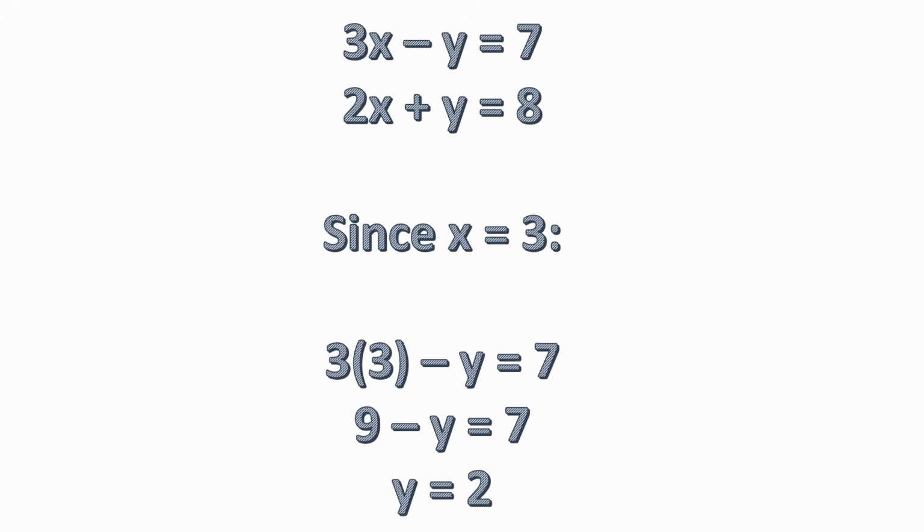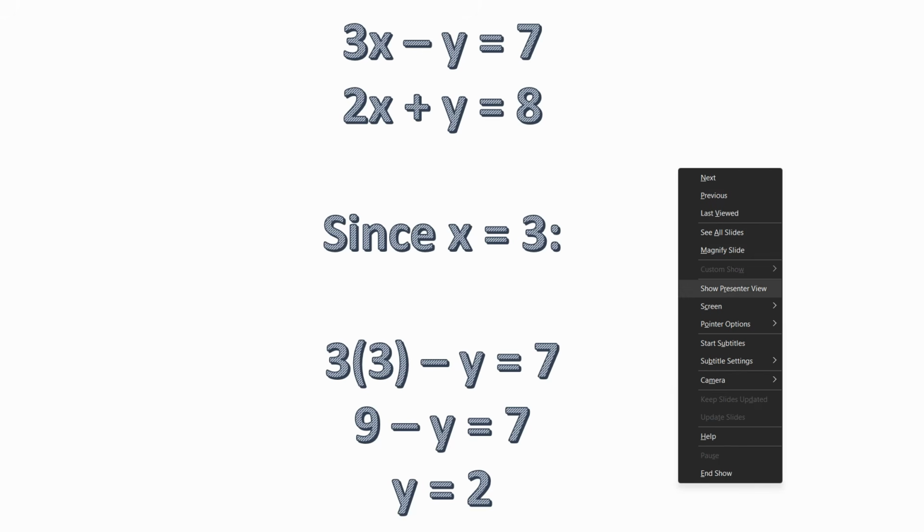So, taking our two equations, since we know that x equals 3, we could substitute x equals 3. Let's just do it in the first equation, right? Instead of 3x minus y equals 7, we could have 3 times 3 minus y equals 7. And so that gives us 9 minus y equals 7.